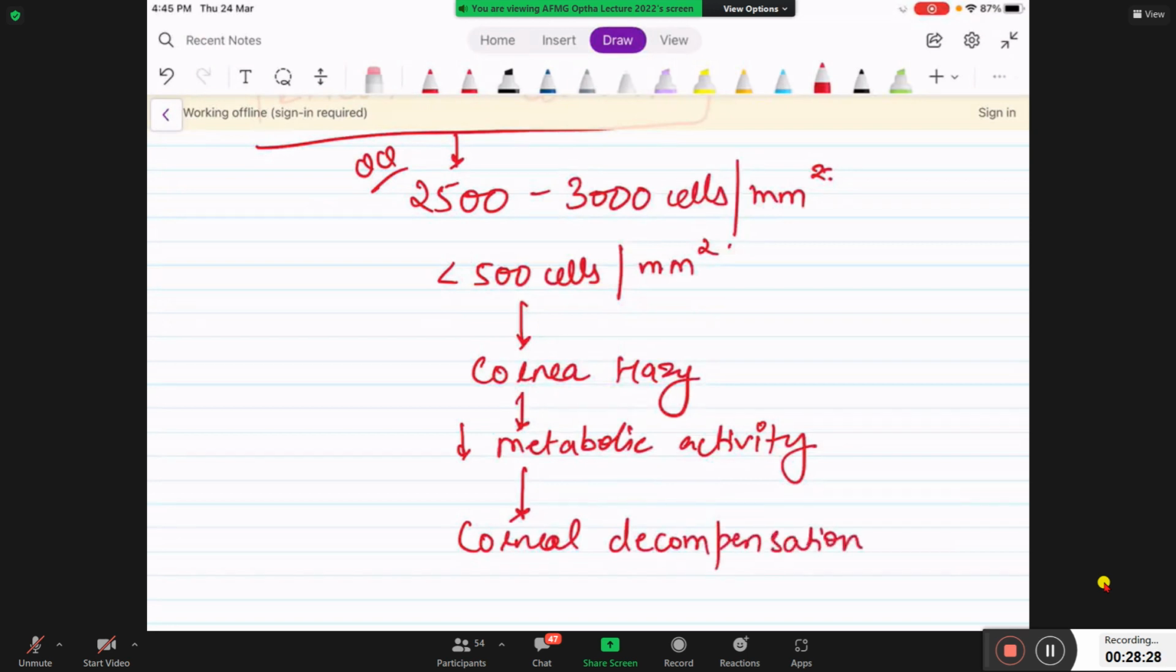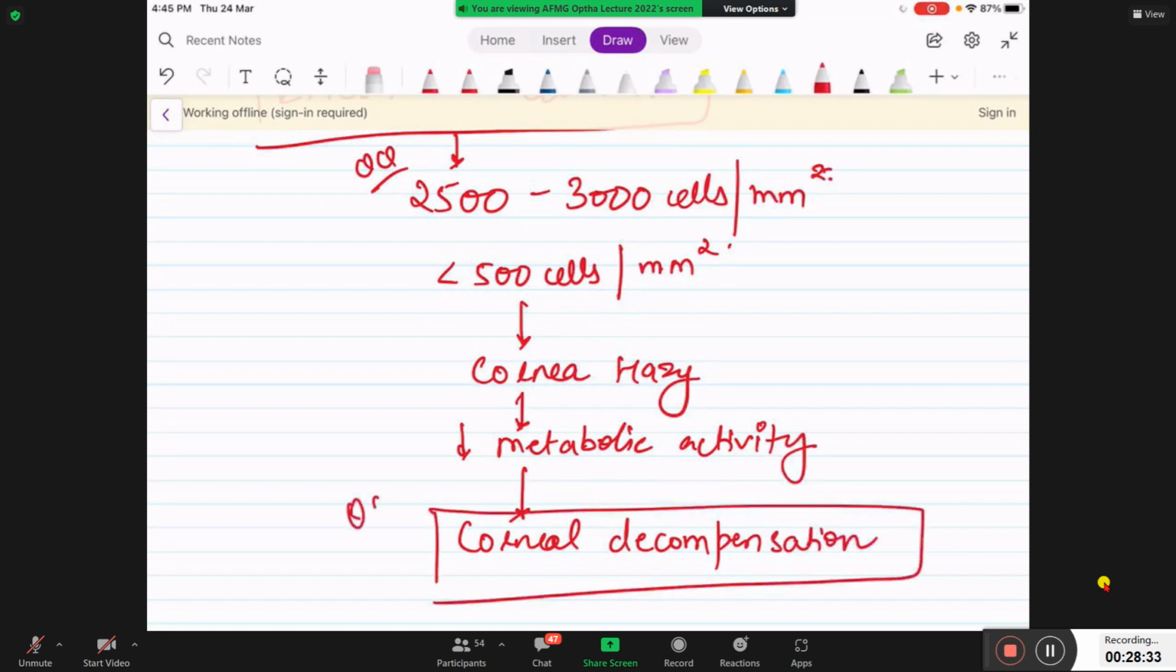That condition is called corneal decompensation. This is an important question. They will ask you in the exam, what is the endothelial cell count in a decompensated cornea? The answer will be less than 500 cells per millimeter square.